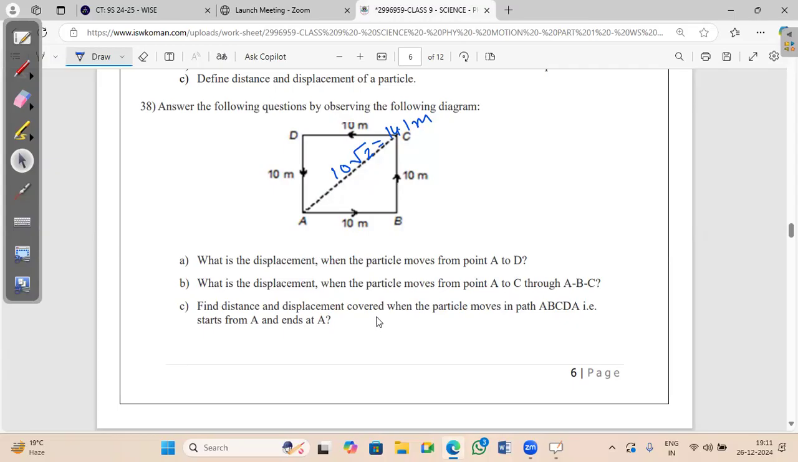Distance 40, displacement 0 because all of the points have the same distance. No, it starts from A and it reaches back to A, same start point and end point. So 0 only. So A, B, C, D, A means its displacement is 0 and distance is 40.